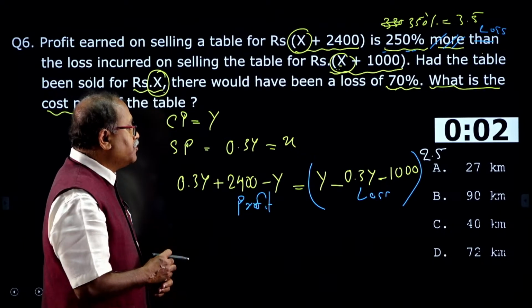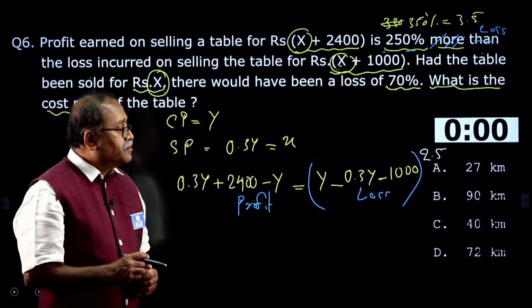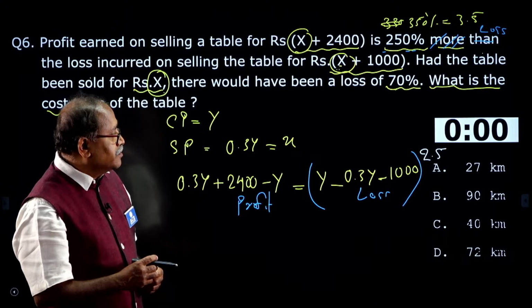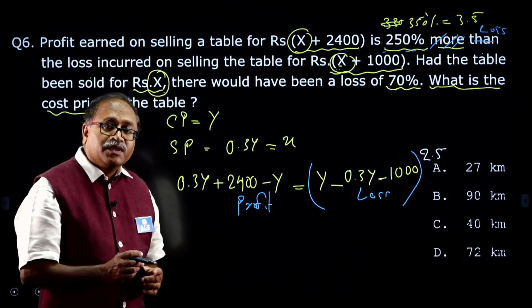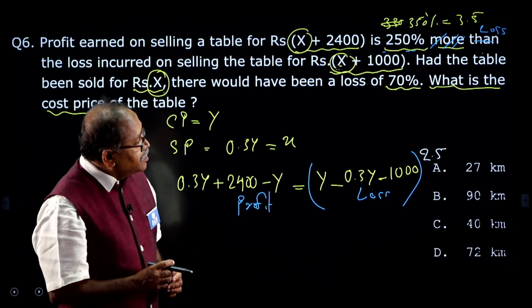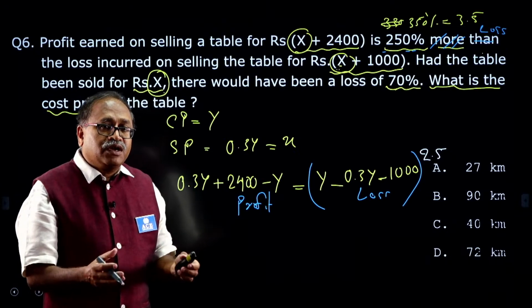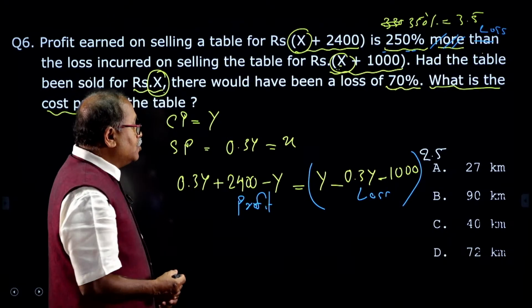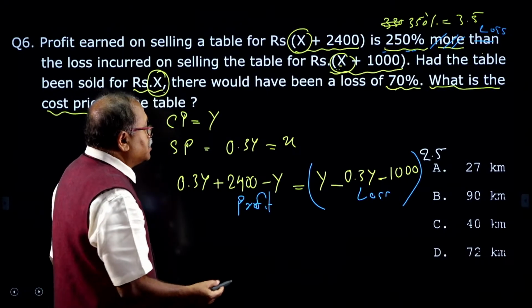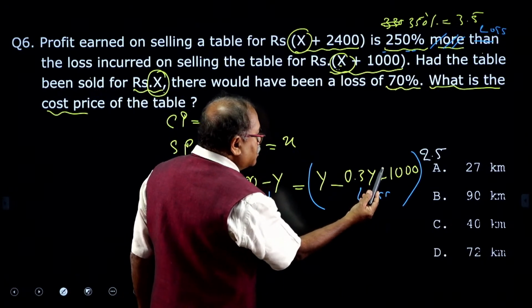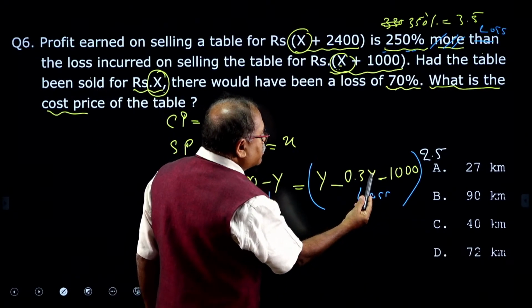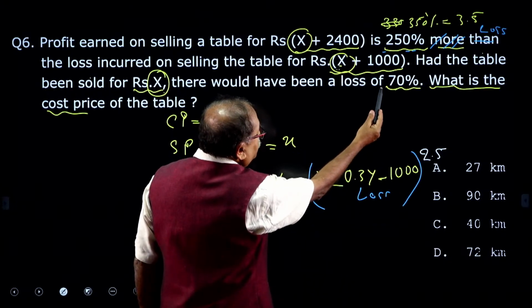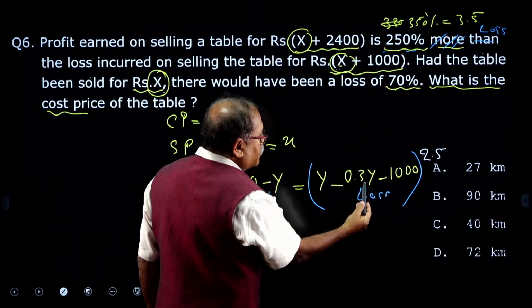First, find out what is Y. Come on, I am just waiting for some time for you to calculate. Now, I will open up the bracket over here. So, here it becomes 70% loss. Okay.